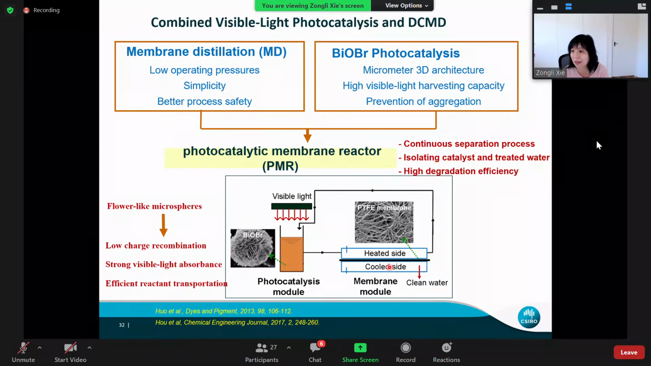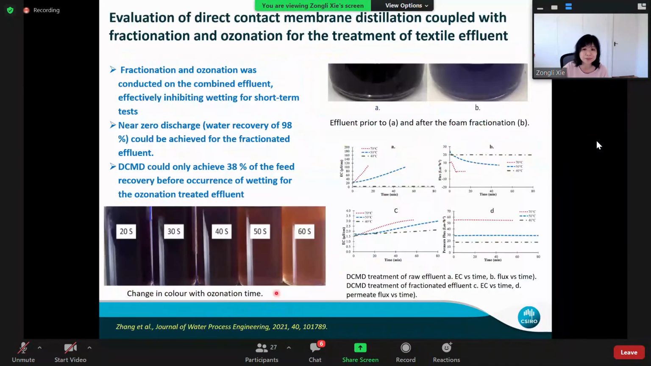One is that we can help to separate the photocatalyst from the water, so we can improve the recovery of the photocatalyst in the process to enable a continuous treatment process. The other is that membrane distillation can act as another treatment step because we can produce clean water. In that way, we can maintain a relatively high concentration of organics in the feed, and improve efficiency as well.